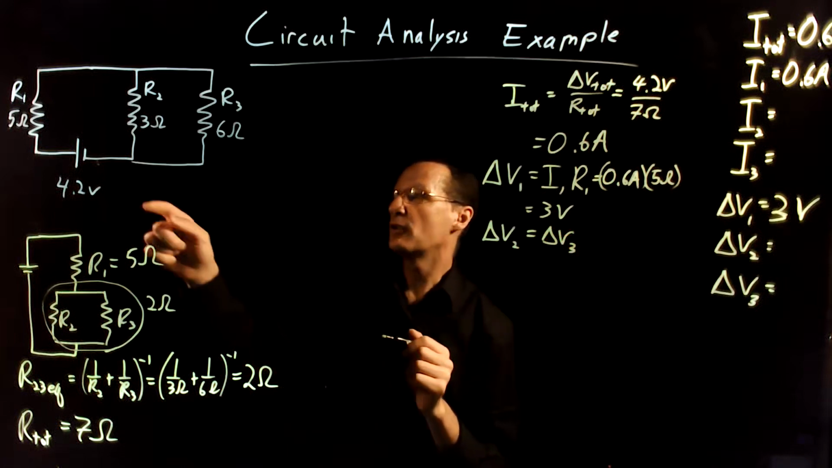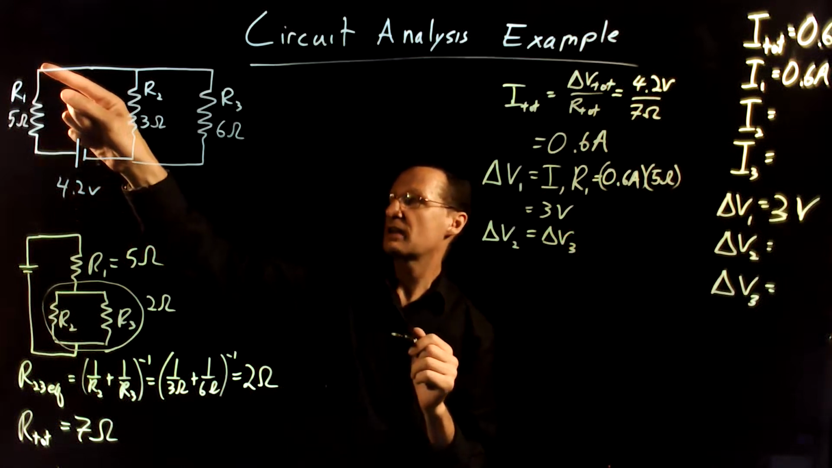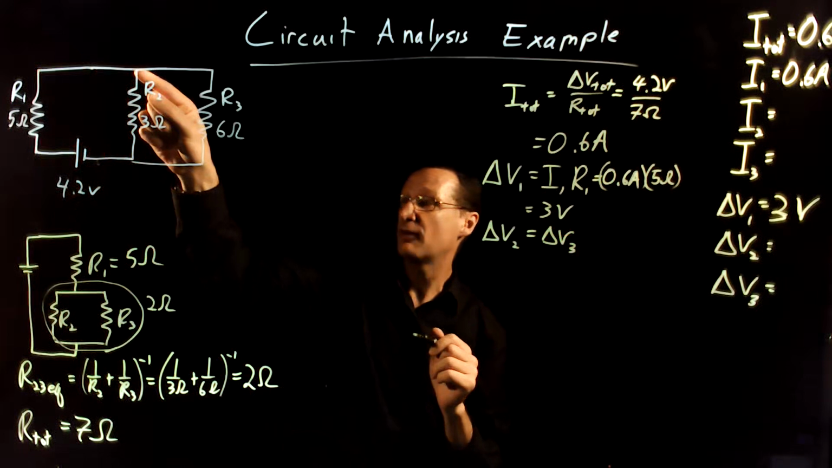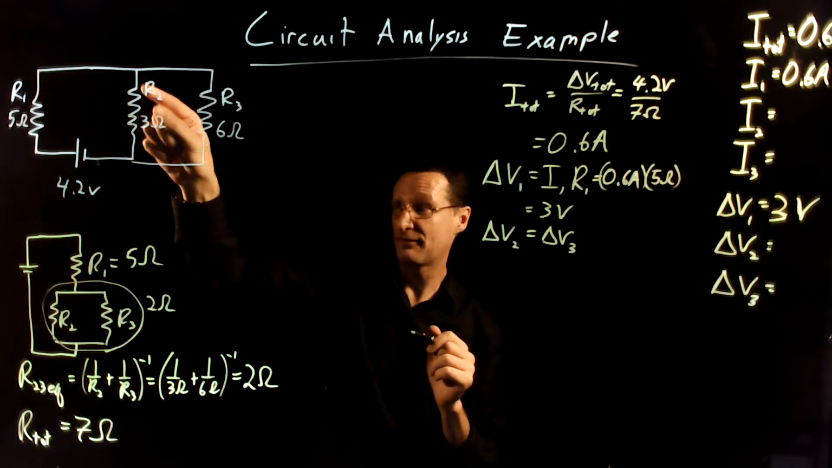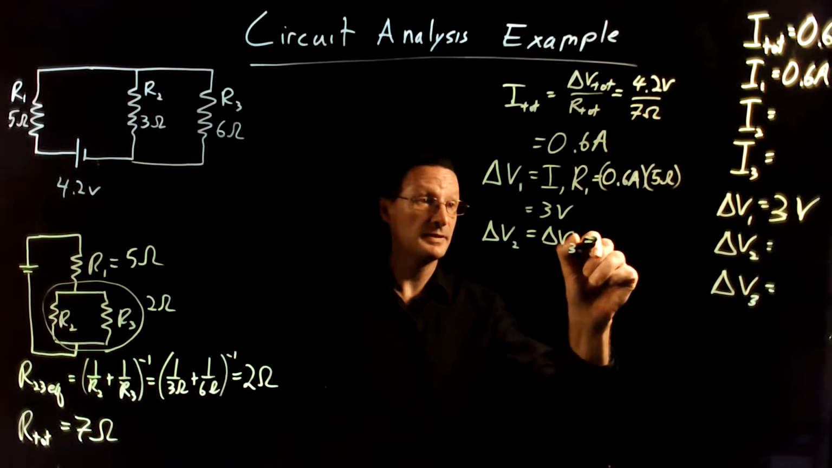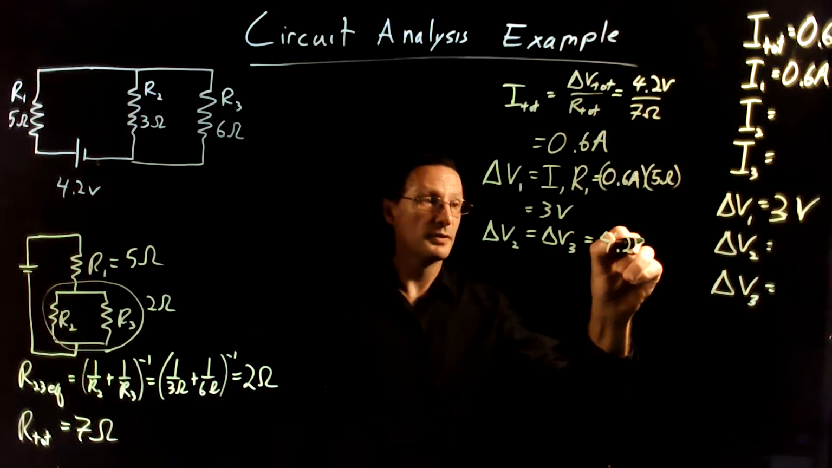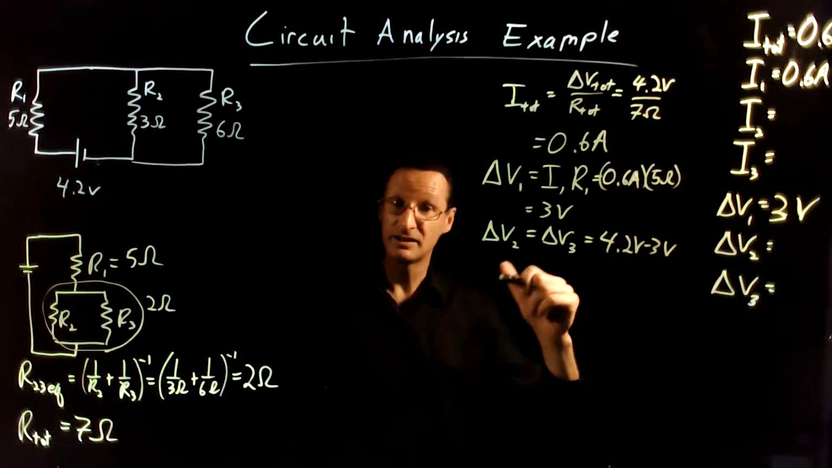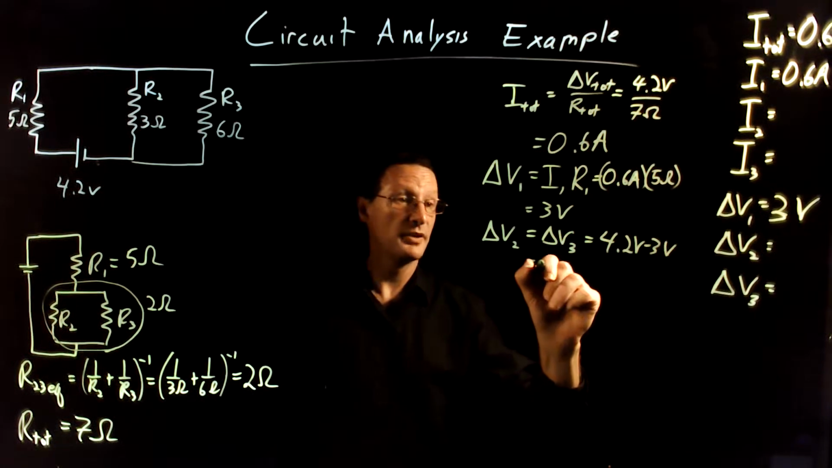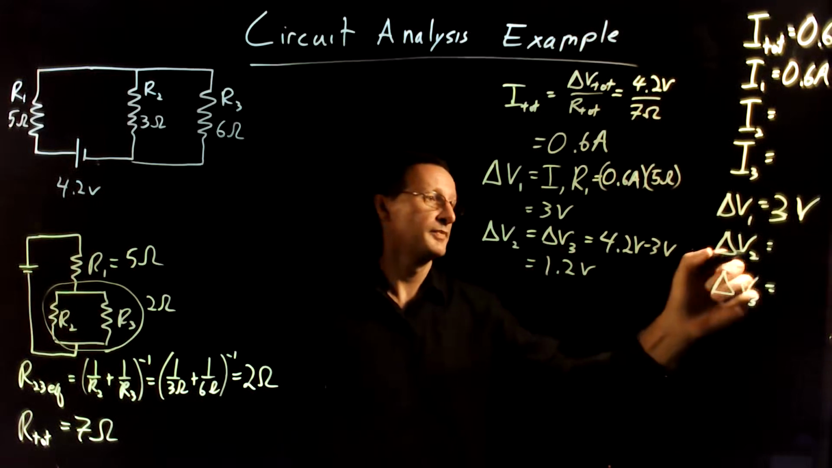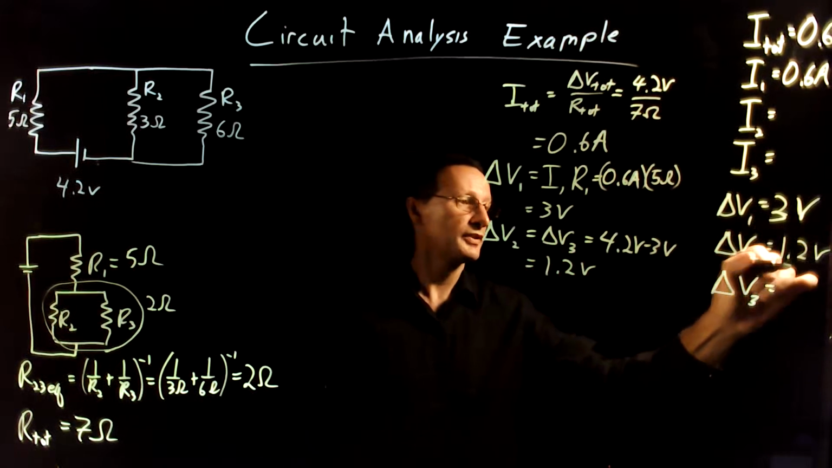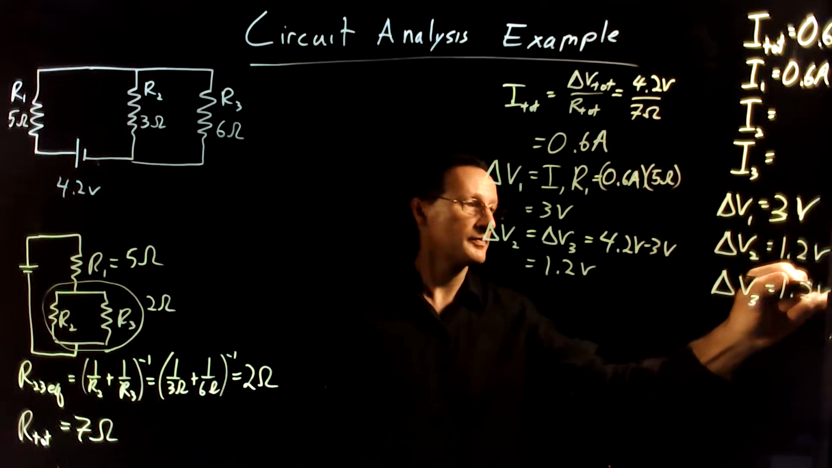And furthermore, I know that if 3 volts drops across the first one, I only have 1.2 left, right? That's going to be 4.2 volts minus 3 volts. That's what's left over. And so that's going to be 1.2 volts. So I have 1.2 volts for each of these.